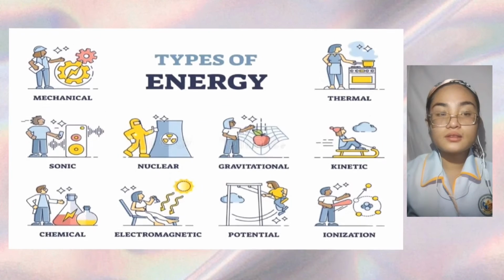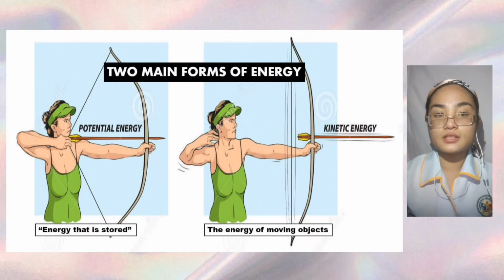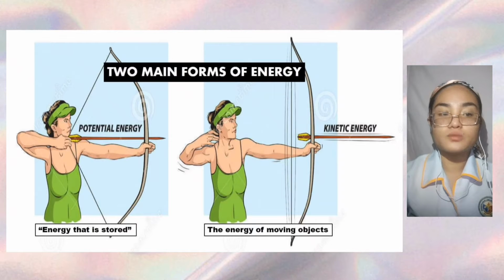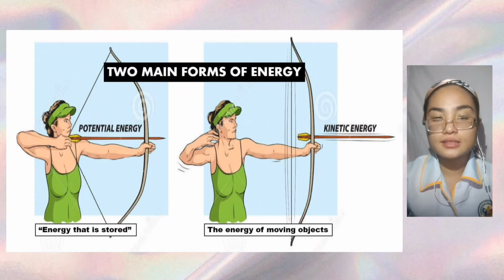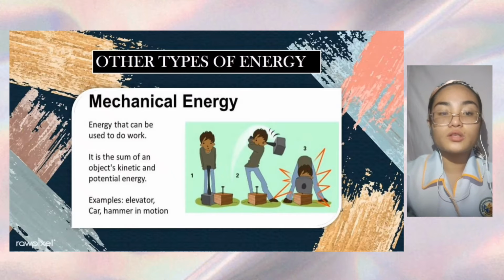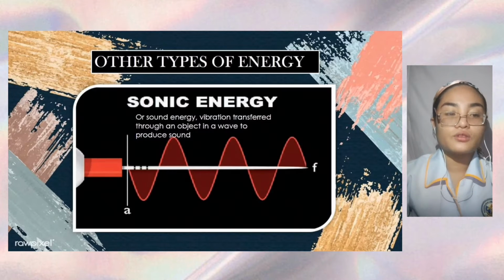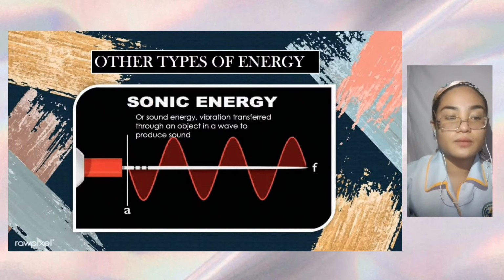Now let's tackle its different types. First and second are potential or stored energy and kinetic or energy of moving objects, which represent the main forms of energy. The summation of the two is called mechanical energy. Thermal energy or heat energy is the total of energies of the atoms in an object. The energy that we hear is called sonic or sound energy.